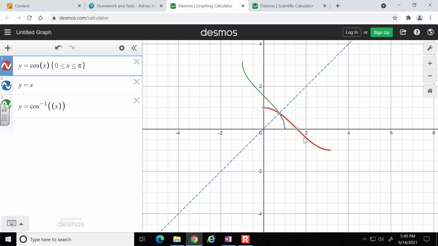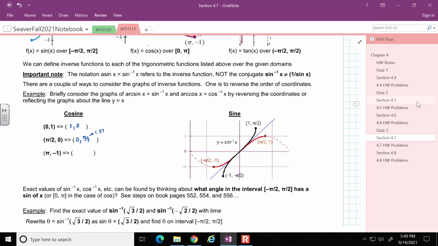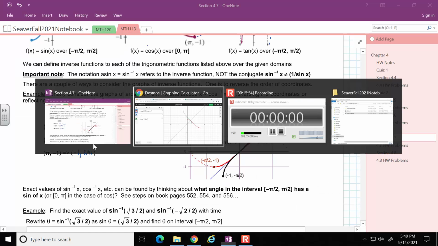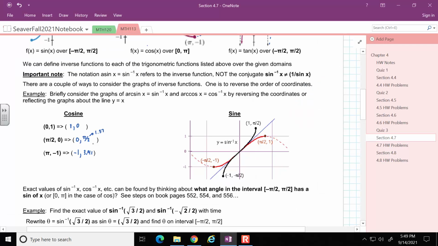So we're actually taking this red graph here again, and we're just flipping it around that line y equals x. Okay. And of course -1, so that gives me the point -1, 3.141592, etc. And you can see that's also on our graph. So different ways of getting these inverse functions.